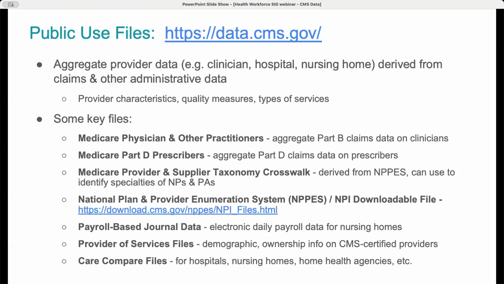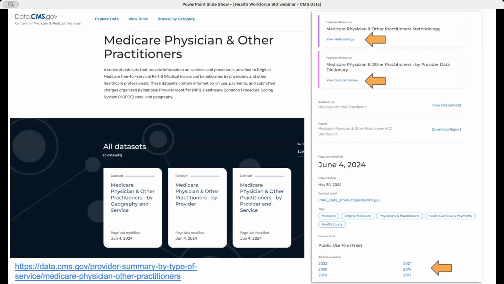So next slide. And this is just a general overview of the CMS website. So basically you can go in, you can search what topic you're interested in, and then you'll see the different files that are available here. So this is the Medicare physician and other practitioners data set. You can get it at the geography and service level. You can get it at the provider level.